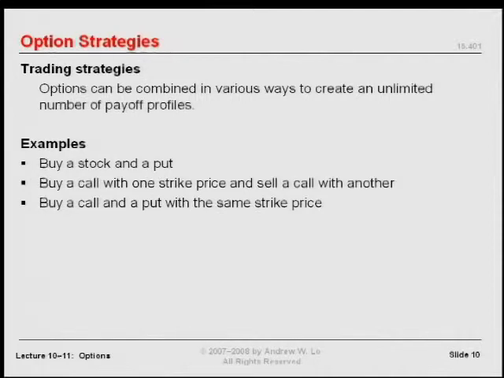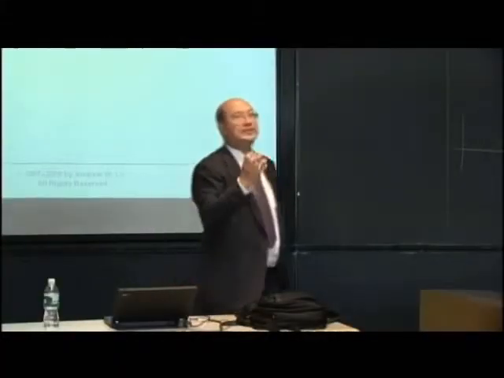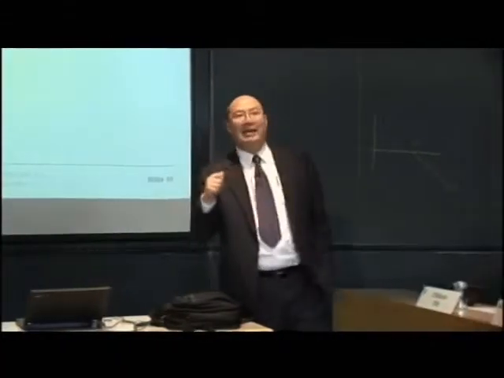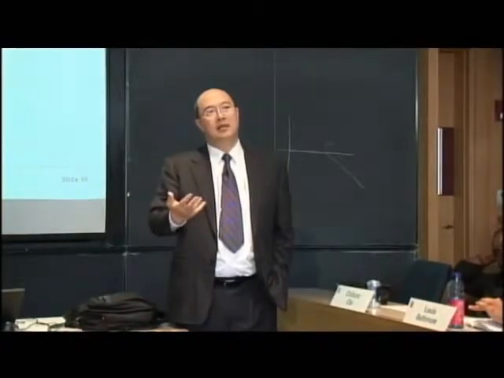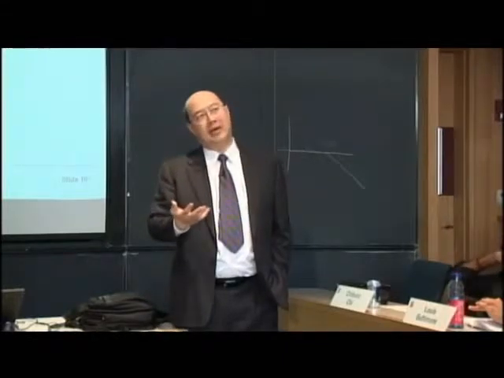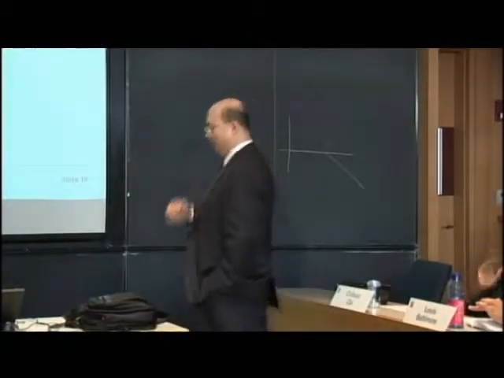And there are all sorts of trade-offs that you can implement by looking at these various different payoffs and putting them together. For example, you can buy a stock and a put, or buying a call with one strike and selling a call with another, or buying a call and a put with the same strike. Each of these portfolios of options gives you a different kind of a payoff diagram, and as a result, it allows you to make bets on market events that you otherwise wouldn't be able to make a bet on. So let me give you an example of this.